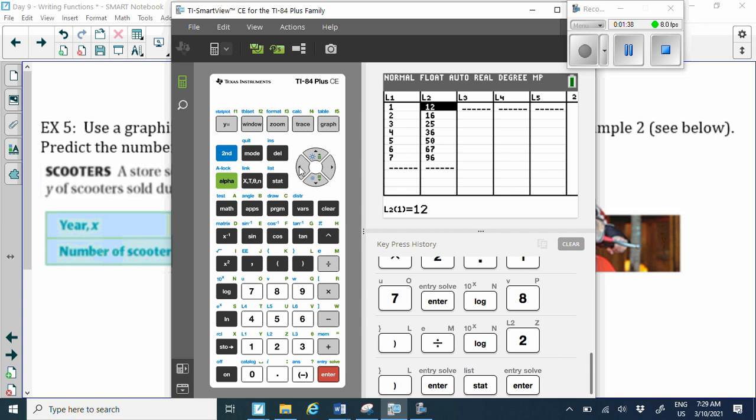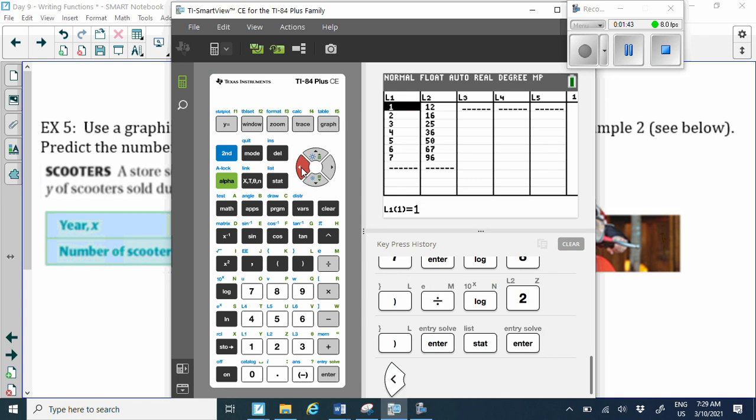Notice my black cursor. I need to arrow over to the right so I'm in L1, and then go up. If you already have things in your L1 and L2, you can clear that list. To do that, you press the clear button and then enter. Make sure you don't press delete. If you press delete, you delete the entire list, and that can mess you up later on. So just be careful and make sure that you clear the list.